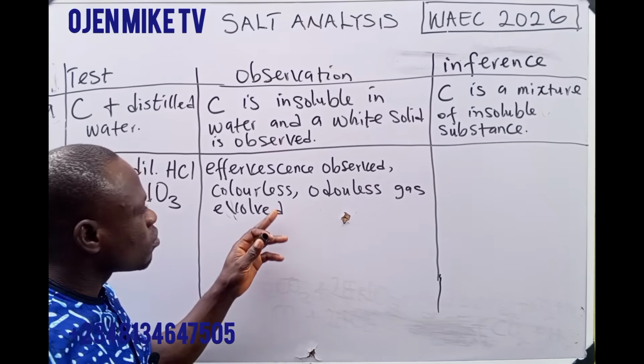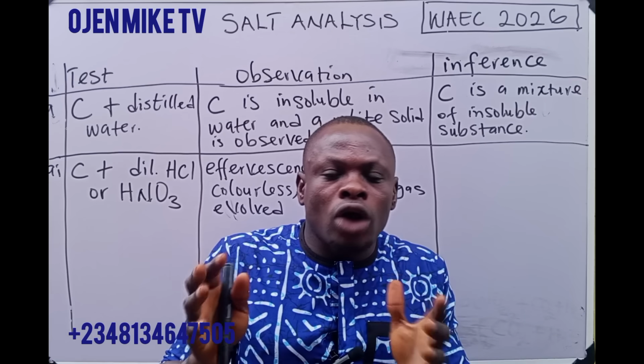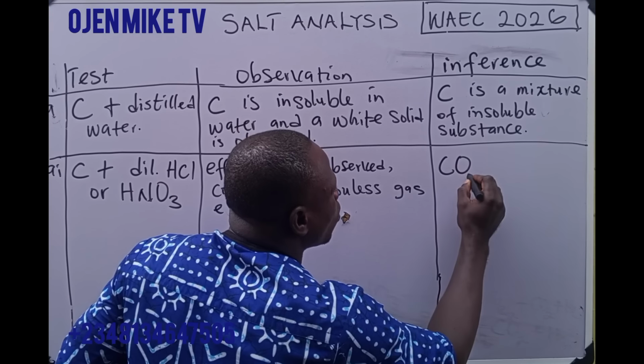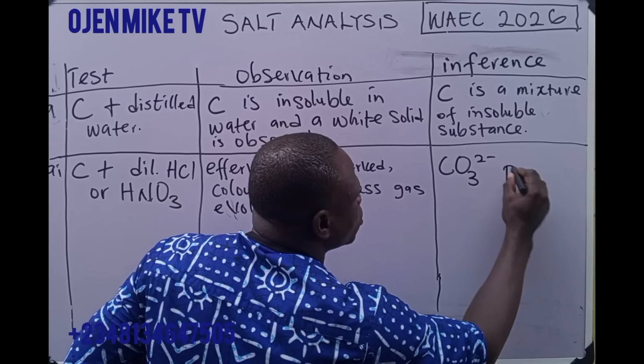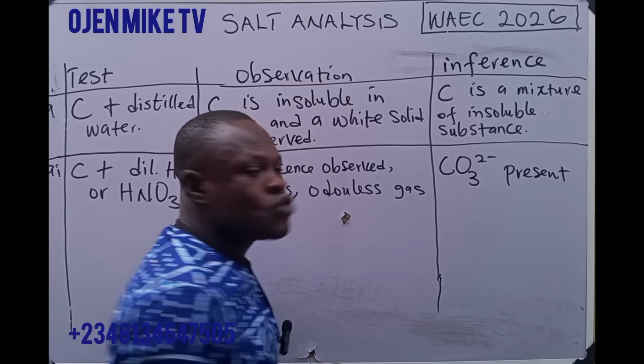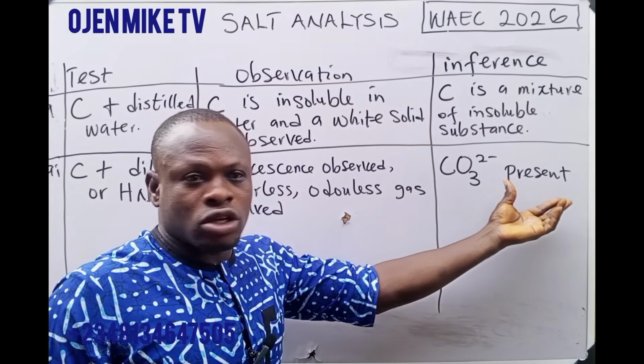Now what you are seeing, that colorless, odorless gas that is being evolved, what you are simply going to see is what? CO3 ion is what? Present. That is in your inference. This is what you are going to write. This one is present.